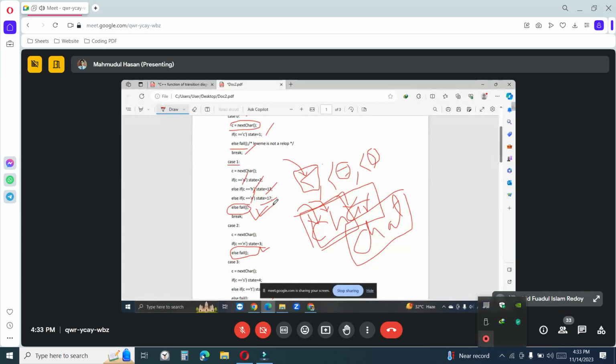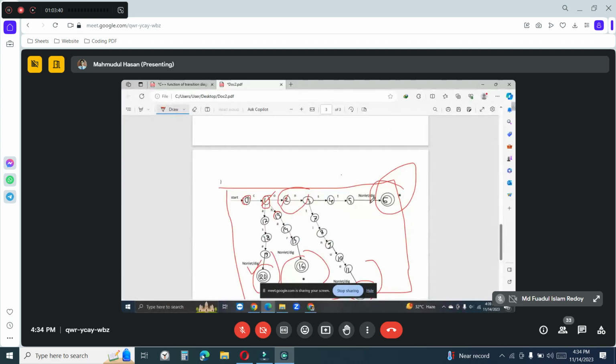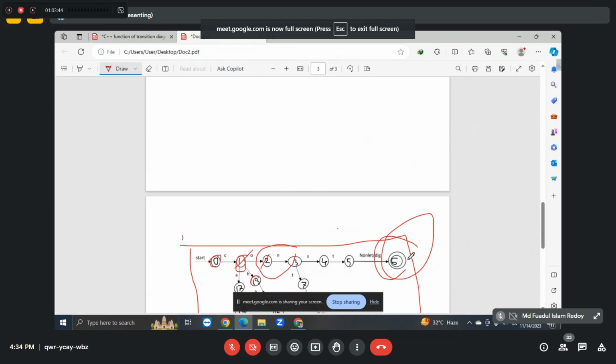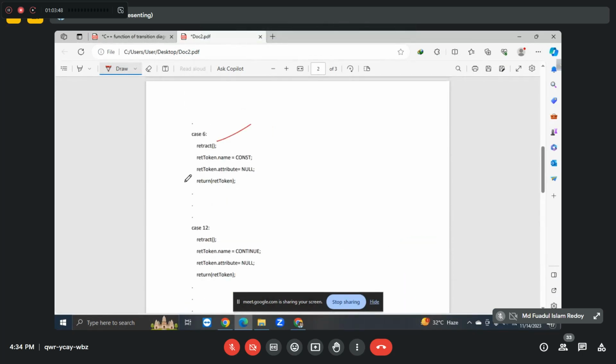Okay. So then think about a final state like this one. This is the 6th state, that means case 6. At first, you need to call retract. So you call retract. Now the token name: for a keyword, the token name is the same but in capital letters. So CONST, capital C-O-N-S-T. This is the token name.